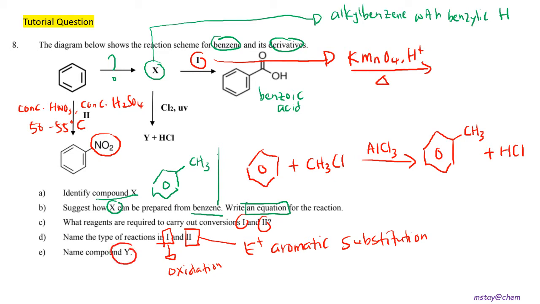So the next is name compound Y. The alkylbenzene, which is methylbenzene, if it undergoes reaction with chlorine in the presence of UV, means that it's free radical substitution. One of the hydrogens in the methyl will be replaced. So the structure of Y will be like this, replaced by the halogen, so it's CH2Cl. So the name is benzyl chloride.